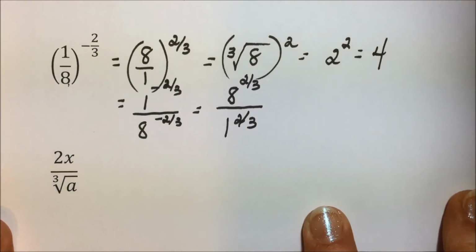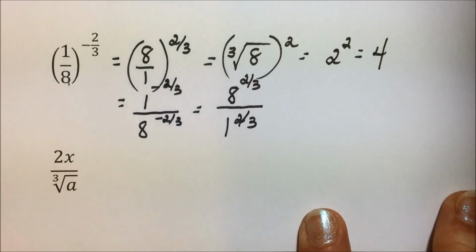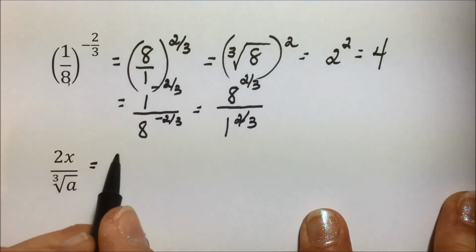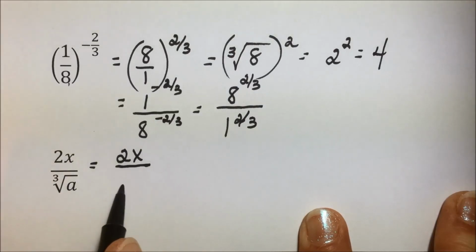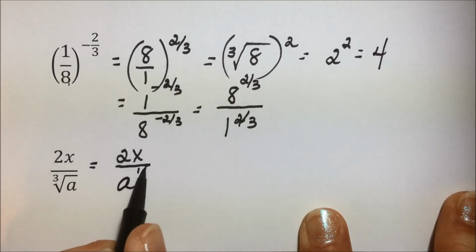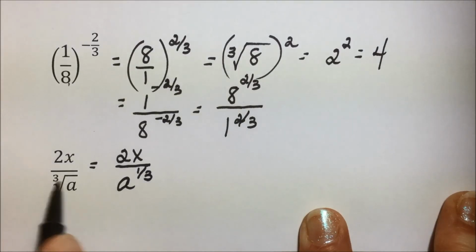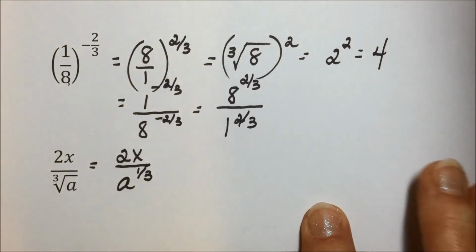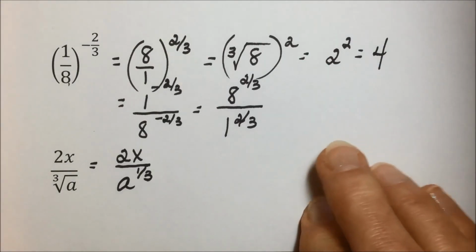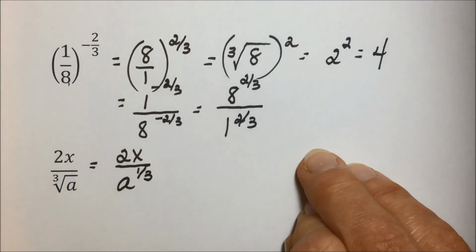In this last one, they want us to write with positive exponents, and we have a radical. So first, we want to get rid of the radical, and the translation of the cube root of a would be a to the 1/3 power. The index becomes the denominator of our exponent, and there are no negative exponents in this problem, so we have simplified this and have all of our variables with positive exponents.